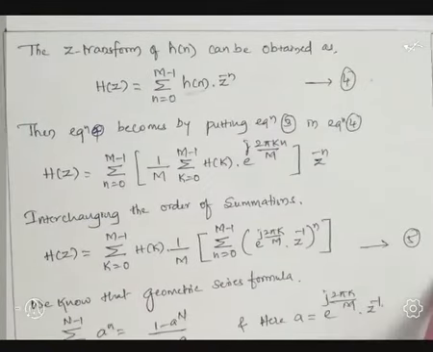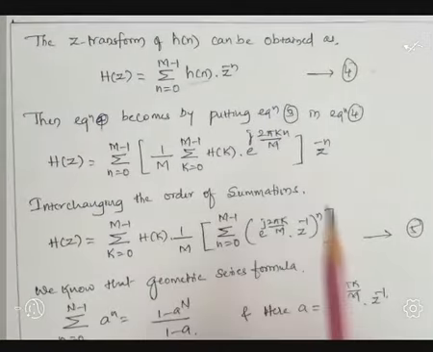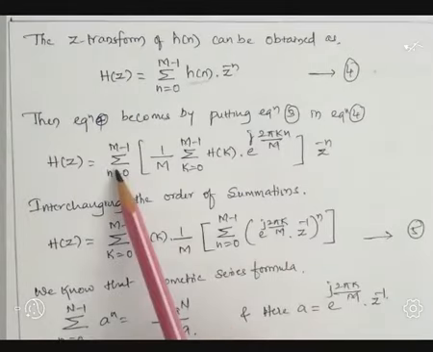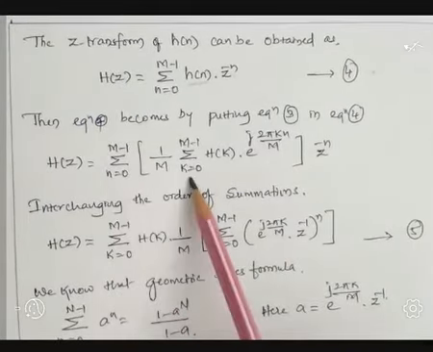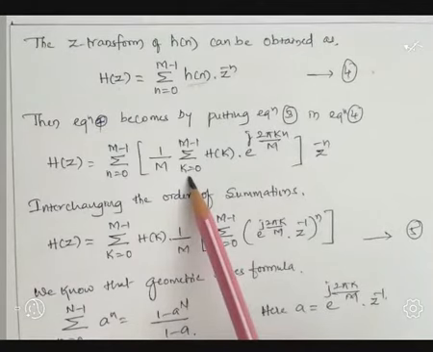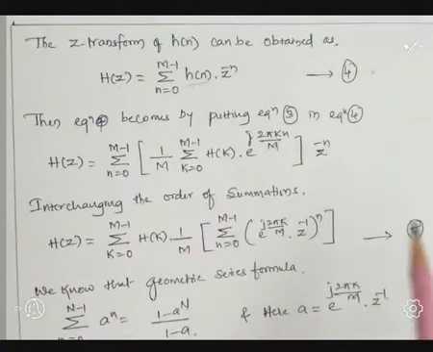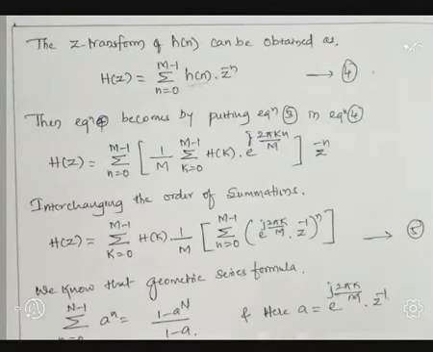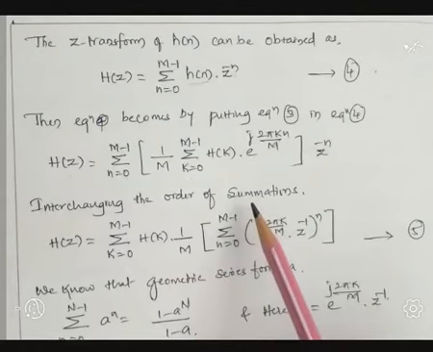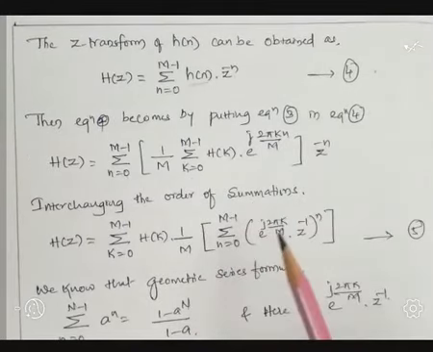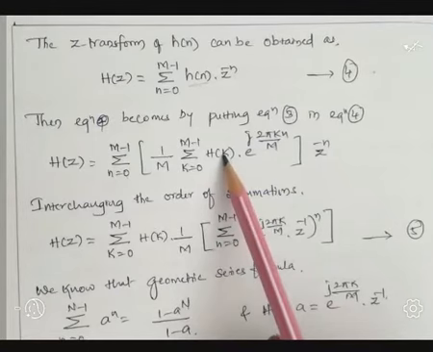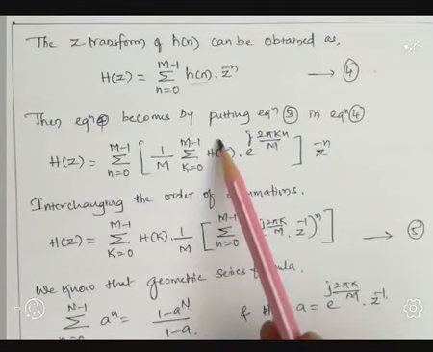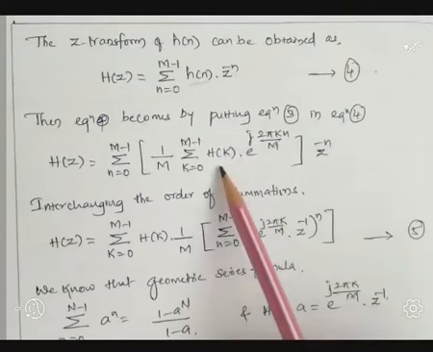Let us simplify this equation and rearrange the terms. Observe that two summation terms are there, one with the index n and the other with the index k. Rearrange the summation terms in such a way that the indexes match. So how do we interchange the order of summations? See here, k is there, and here k is there. Because of that, I will take this summation term outside.